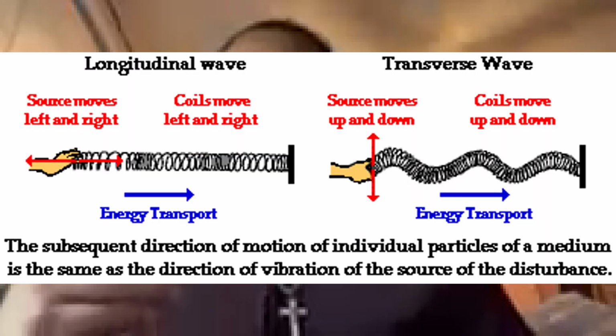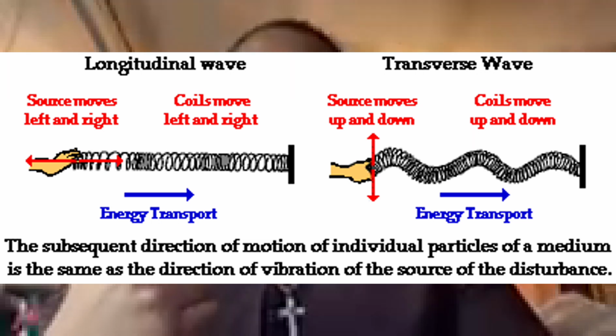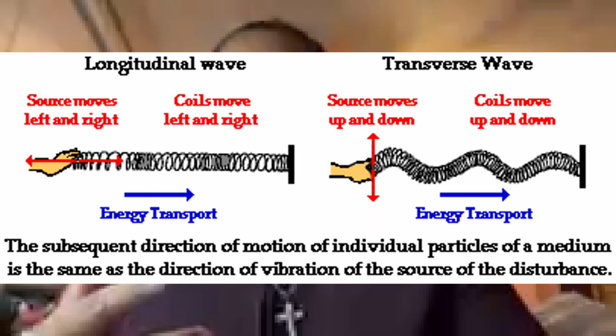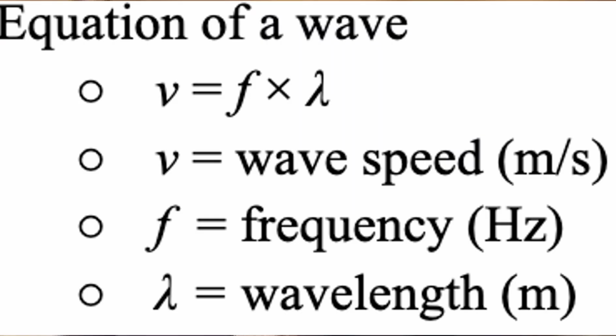And there are 2 types of mechanical waves, that being transverse waves and longitudinal waves. Transverse waves are when the medium moves perpendicular to the wave's direction, and longitudinal waves are when the particles of a medium move parallel with the mechanical wave. So there is an equation for this, which can be described as the wave speed equaling the frequency multiplied by the wavelength.